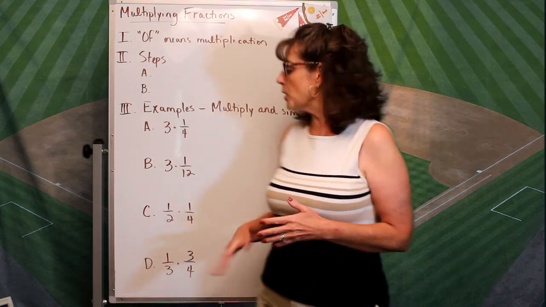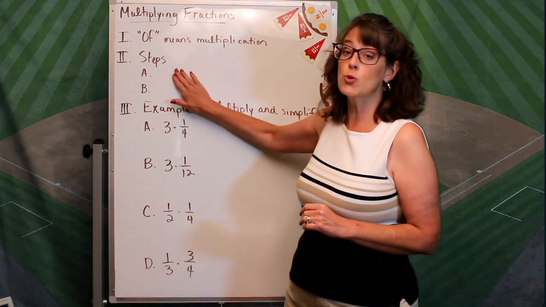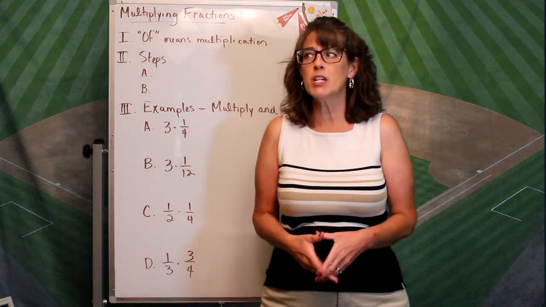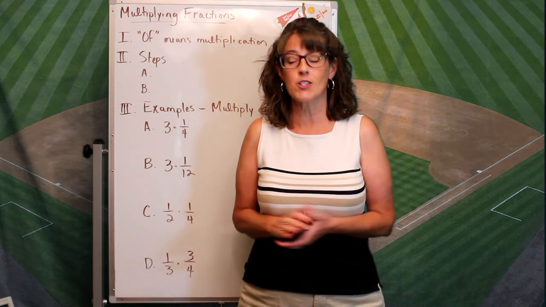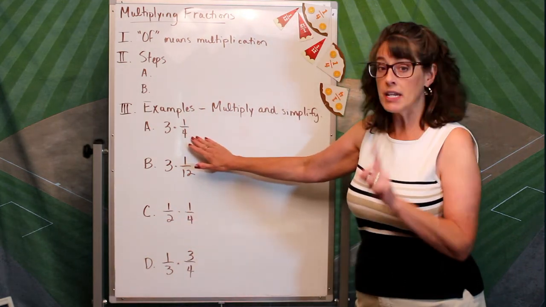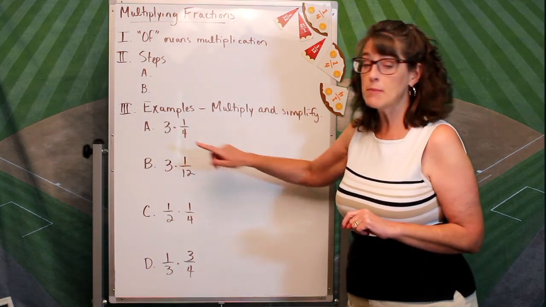So what we're going to do is work through these examples, and in working through these examples, that's going to get us to the steps. We're going to figure out the steps. We're going to derive or come up with the steps for our multiplication of fractions. So let's take a look first at this one. Now, there is a multiplication symbol right there, 3 times 1/4.